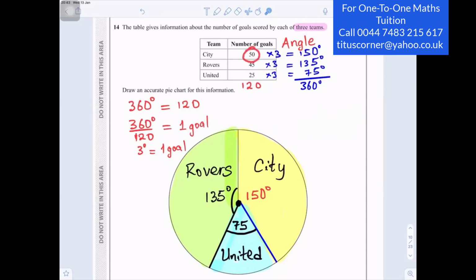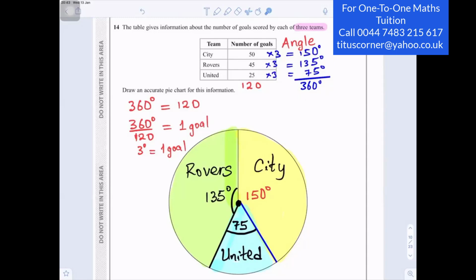So 50 goals would be an angle of 50 times 3, 150 degrees. 45 goals would be an angle of 45 times 3, 135 degrees. 25 goals would be an angle of 25 times 3, 75 degrees. And if you add all these angles, you will get 360 degrees, which shows that you've done it correctly.